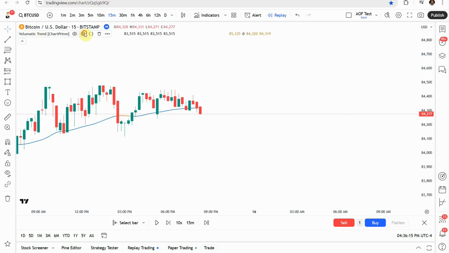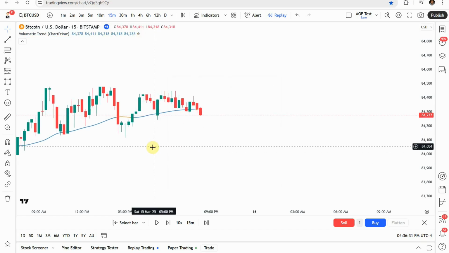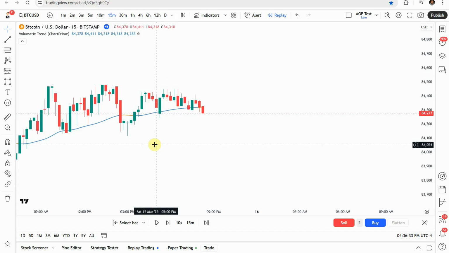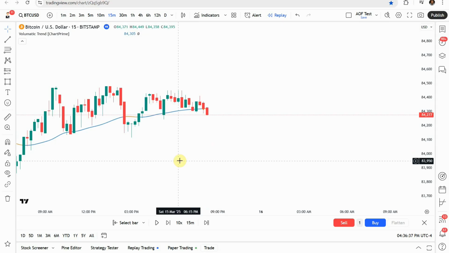And so I didn't say in the settings, I just went ahead and turned off the volume histogram because I didn't see any real valid use in it. And so that's why we were in the inputs a minute ago. I failed to mention that.